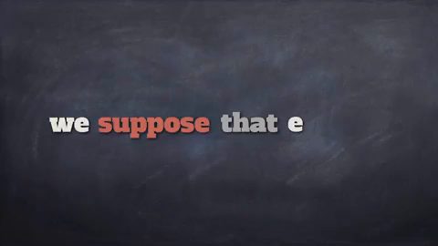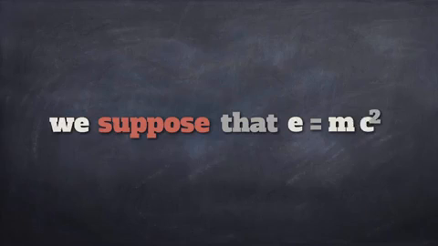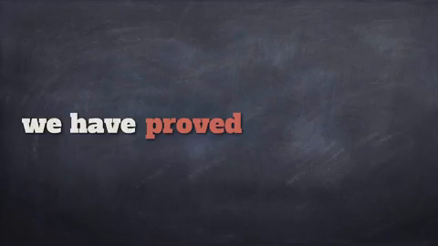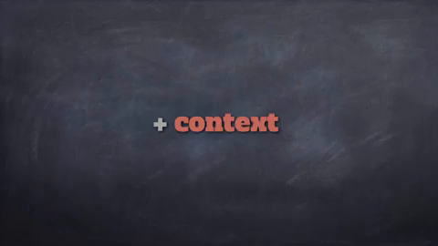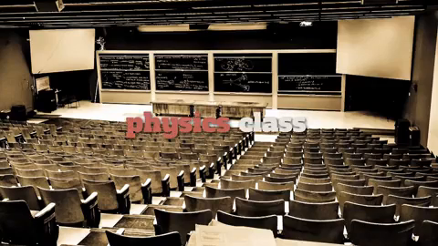When we say, "We suppose that energy equals mass times the speed of light squared," it's different from saying, "We have proved that energy equals mass times the speed of light squared." Of course, these two sentences are out of context. For the sake of argument, imagine they share one. We're in a physics class, and you're examining the work that led to the formula.